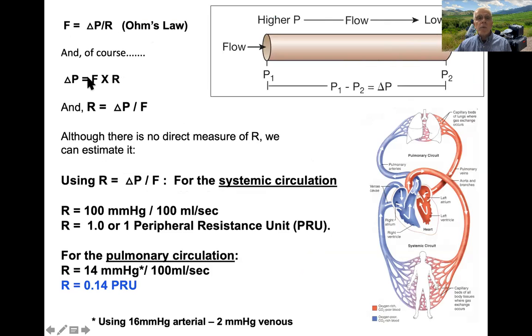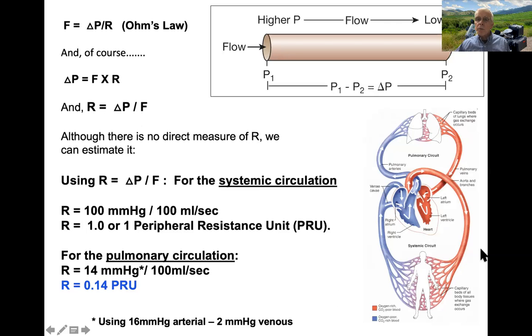Delta P in this equation would be equal to flow times resistance. Resistance would be equal to delta P over flow. Now, resistance is one of the hardest things to measure, but we can estimate it and get a sense of the level of resistance in a given portion of the cardiovascular system. And I've done that down below here. I'm going to use R equals delta P over F, and I'm going to do it for the systemic circulation, the whole thing, and the pulmonary circulation, the entire thing.